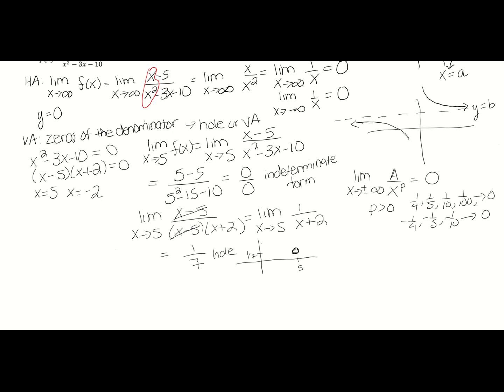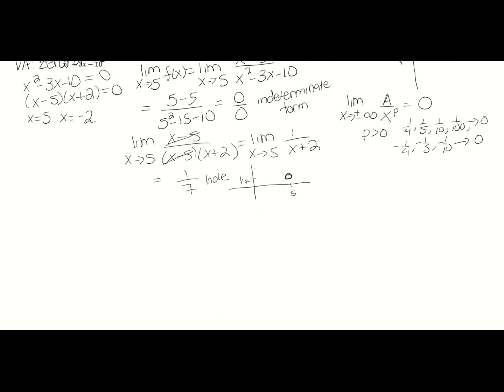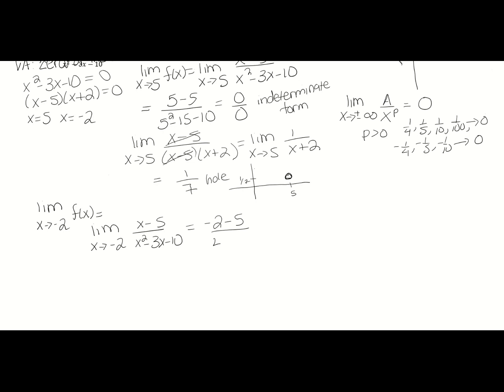So now we're going to do the same thing, but for -2. So we have the limit as x goes to -2 of f of x, which is equal to the limit as x goes to -2 of x minus 5 over x squared minus 3x minus 10. This is going to give me -2 minus 5 over 4 plus 6 minus 10, which is going to give me -7 over 0. This is not the indeterminate form, which means that whatever is making 0 in the bottom is not making it 0 at the top. And this tells you that it's going to be a vertical asymptote.